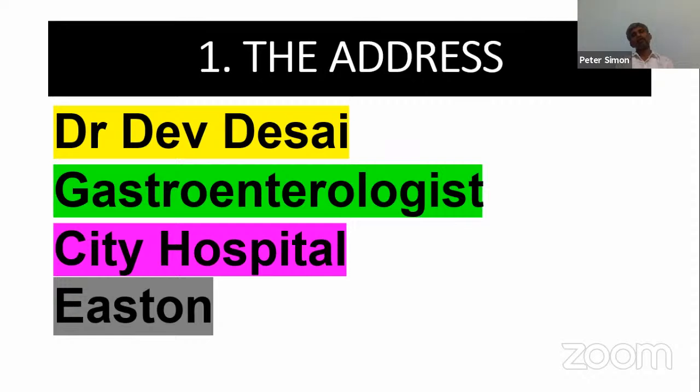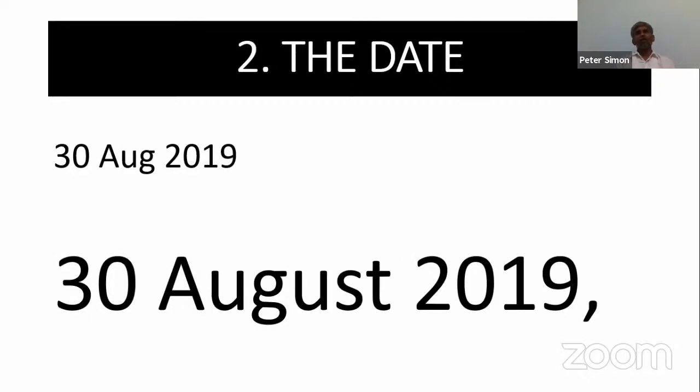Okay, 4 lines here. Dr. Dev Desai, gastroenterologist, City Hospital, Eastern. And the date, 30 August 2019. Don't write anything else. TH also is not needed. Nothing is required. Just write it in a standard format.